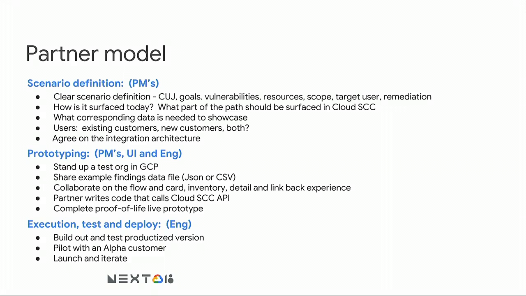So to summarize the first part of the Cloud Security Command Center: at the end of the day, the goal is to integrate in one place and unify our assets, resources, and findings. If you want to integrate your findings in the Command Center, our partner model is set up in 3 stages. First, a scenario definition between the product managers so that collectively we're looking at the end customer's journey so that the right set of data gets surfaced in Command Center and the right pull through occurs to drive them back to your own console.